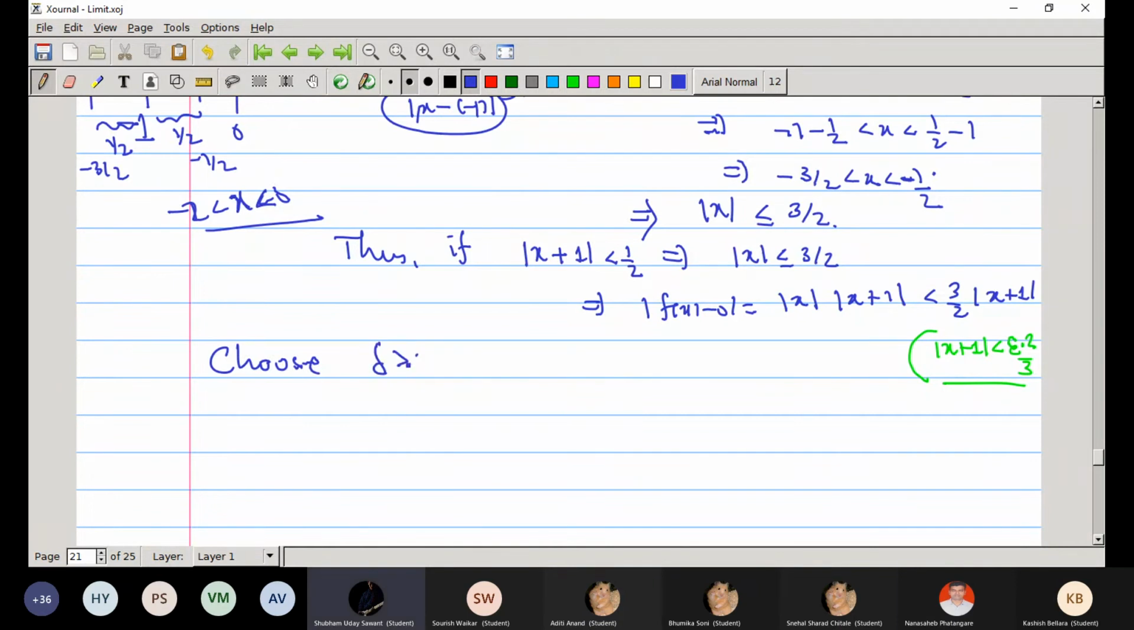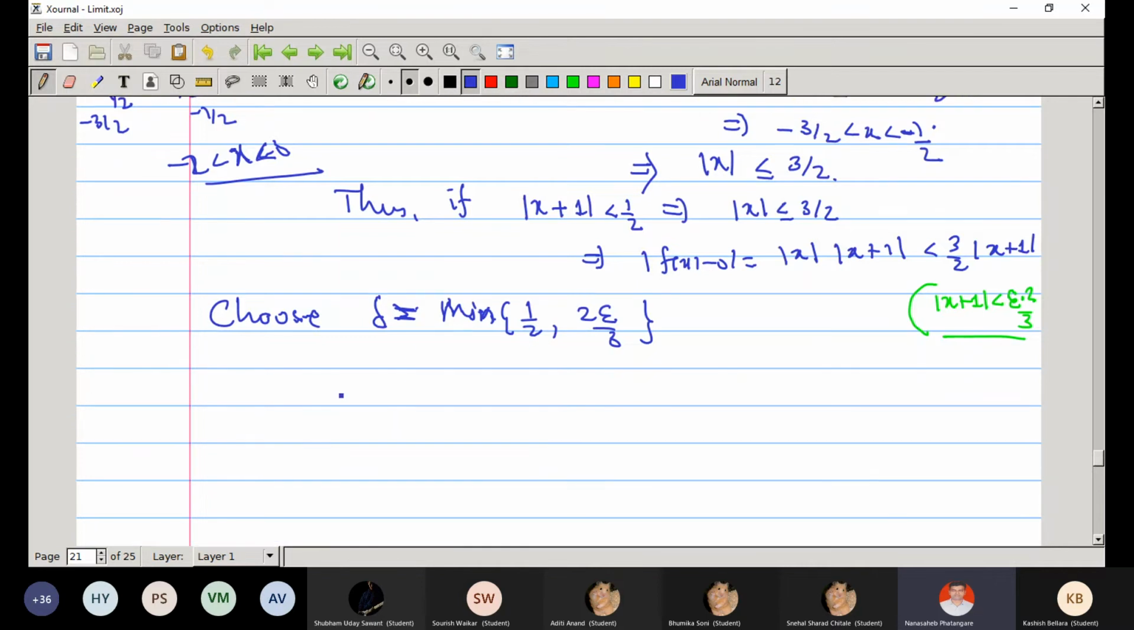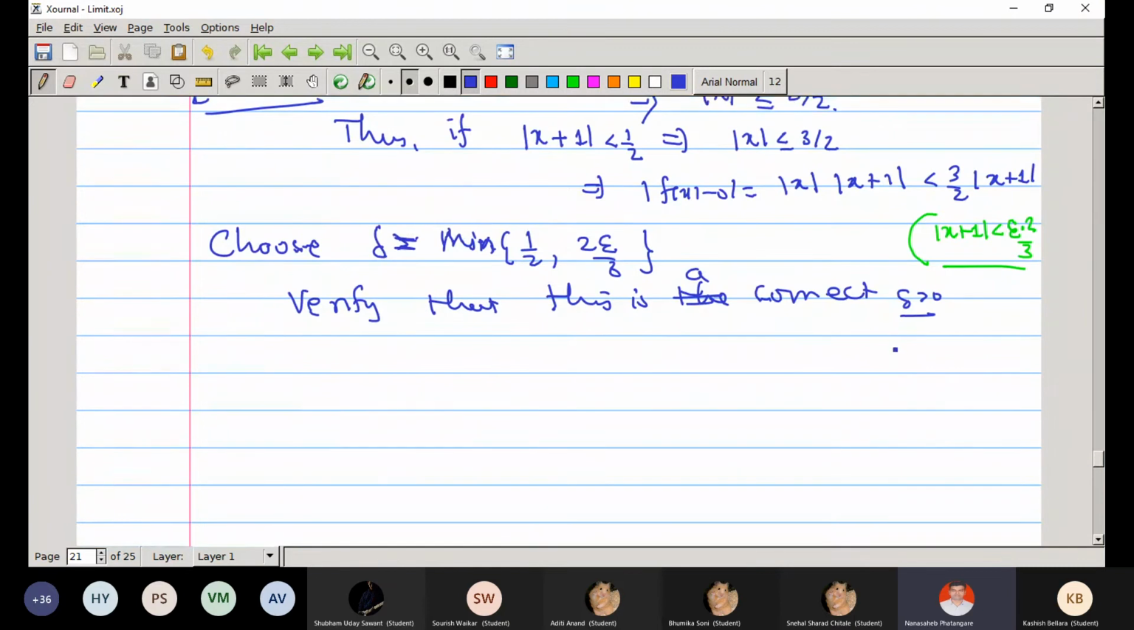And therefore what is the choice for delta? Minimum of half and 2 epsilon by 3. Right, so delta is equal to the minimum of half and 2 epsilon by 3. Epsilon is already given, so 2 epsilon by 3 is a number we can calculate, and half is a fixed number, so choose the minimum. Now verify. This is the correct delta, or you can say a correct delta, because you may have some different delta.